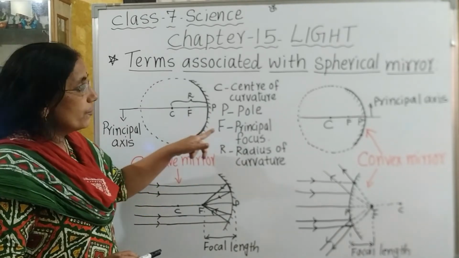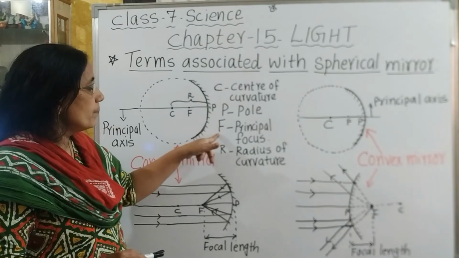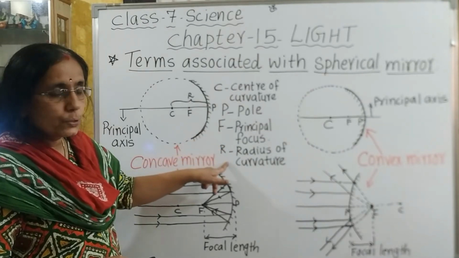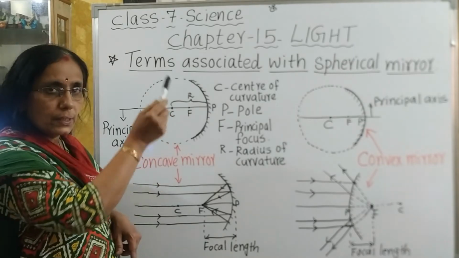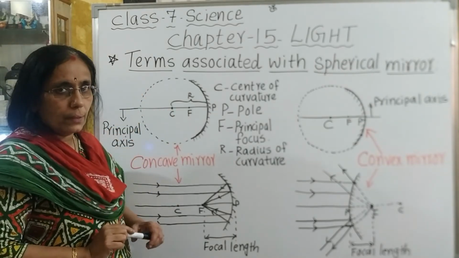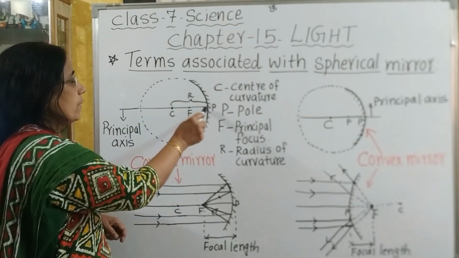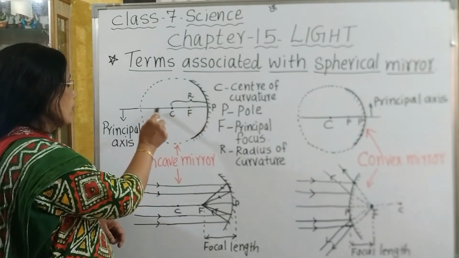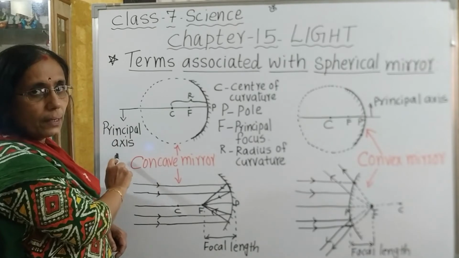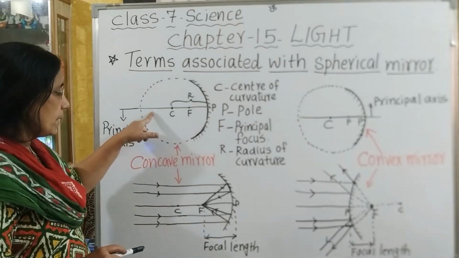Then F. F is the principal focus and R is the radius of curvature. This is the radius of curvature, that is the radius of the sphere of which this mirror is a part. And the line passing through the pole of the mirror and center of curvature is called the principal axis. So this is the principal axis.